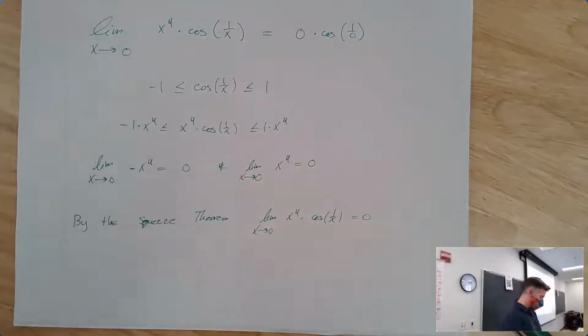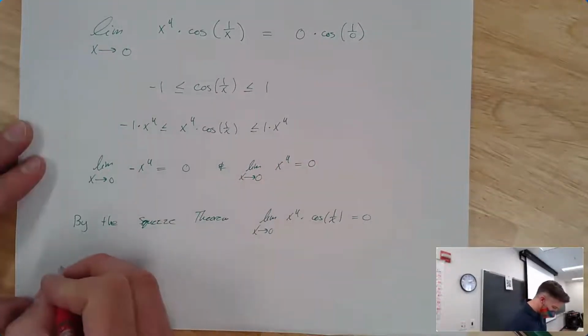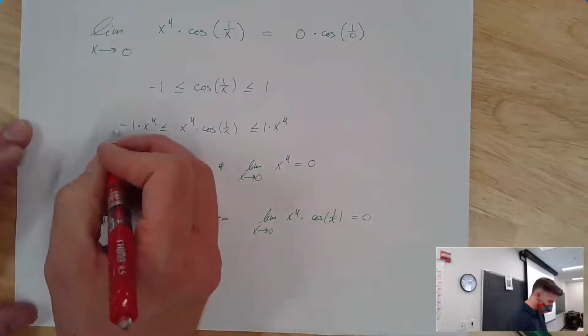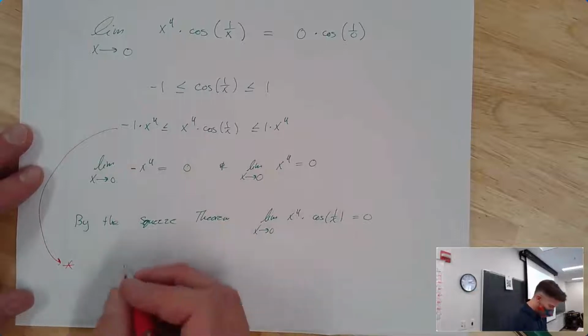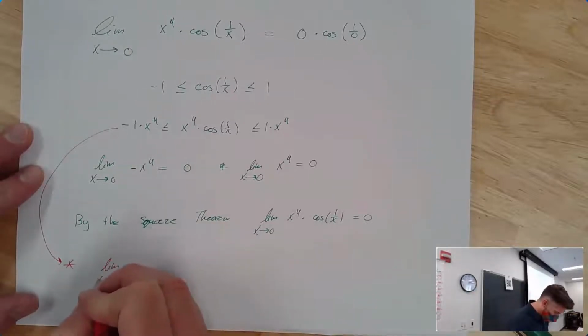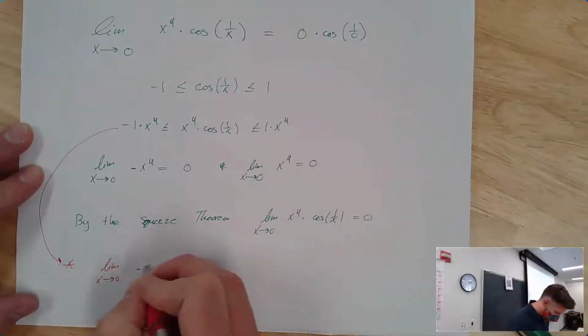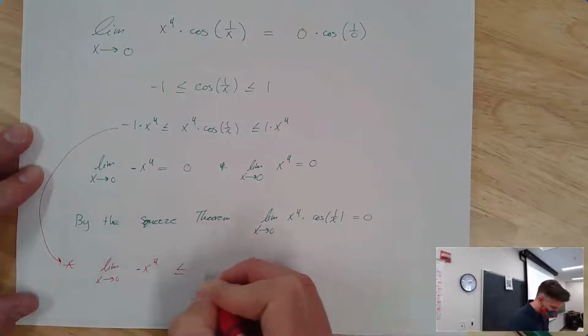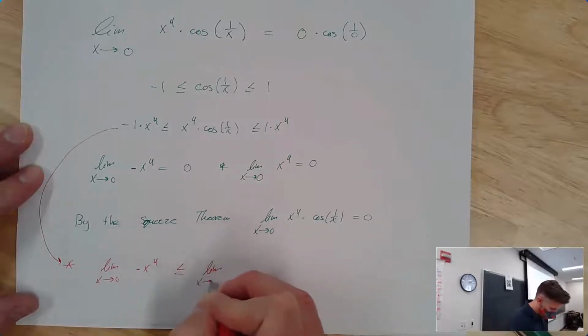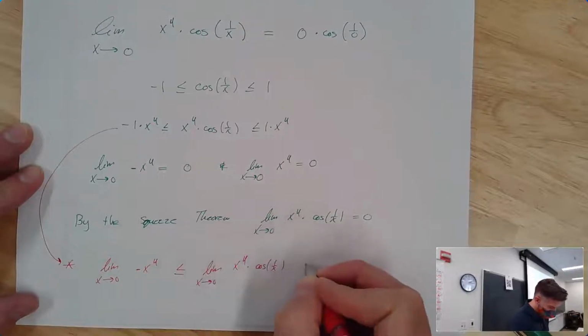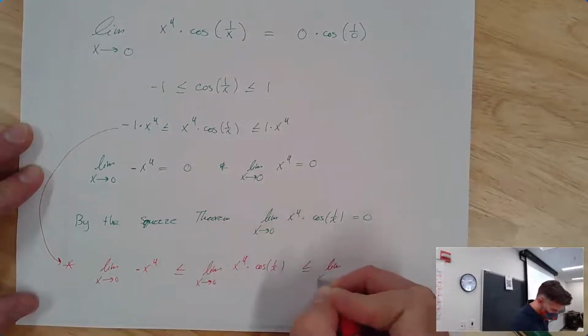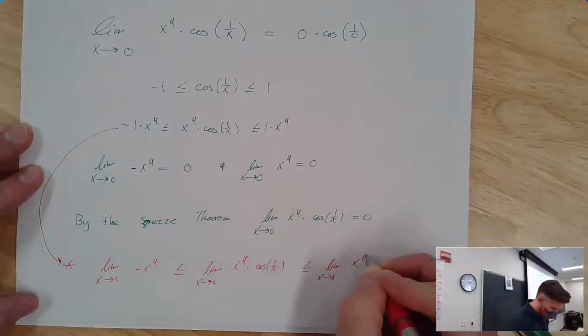0. Something I've seen other people write, which I also kind of like, is some people just take this inequality and take the limit of each part. Say the limit as x goes to 0 of negative x to the fourth is less than or equal to the limit as x goes to 0 of x to the fourth times cosine of 1 over x, which is less than or equal to the limit as x goes to 0 of x to the fourth.